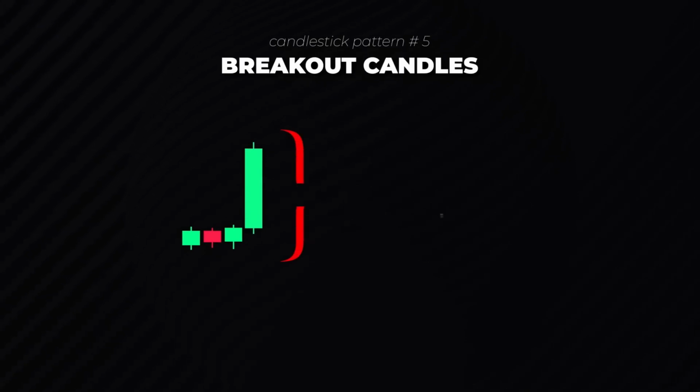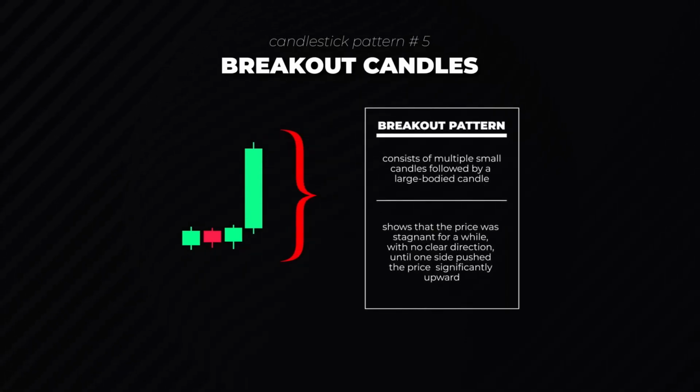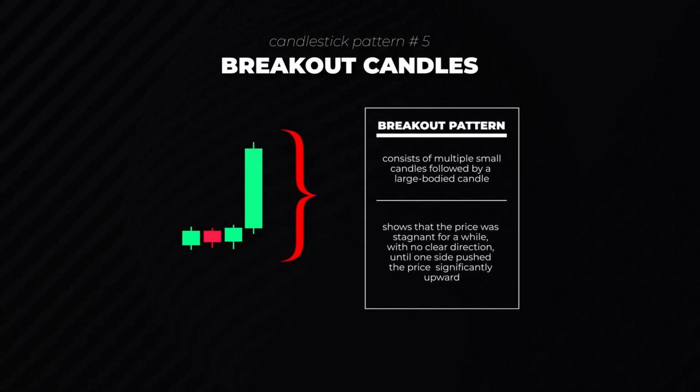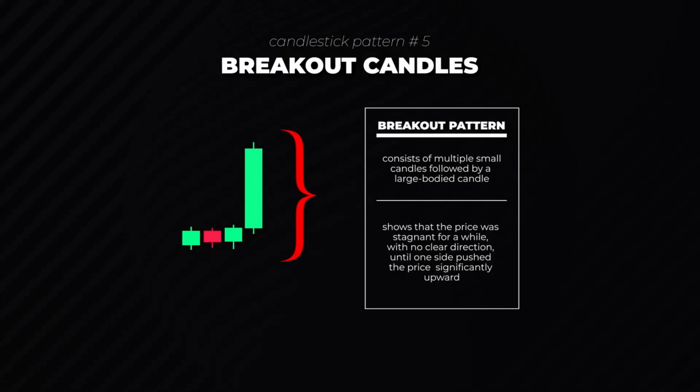Moving on to pattern number 5, which is breakout candles. This is a type of candlestick pattern where we have multiple small candles with small bodies forming, followed by a large bodied candle. This pattern shows that the price was stagnant for a while, with no clear direction, until one side, buyers in this example, pushed the price significantly upward.